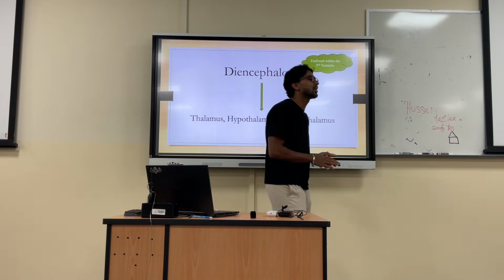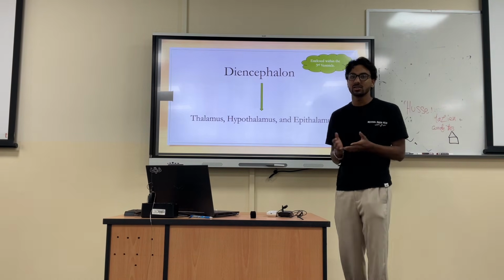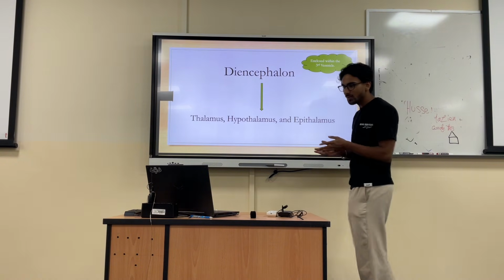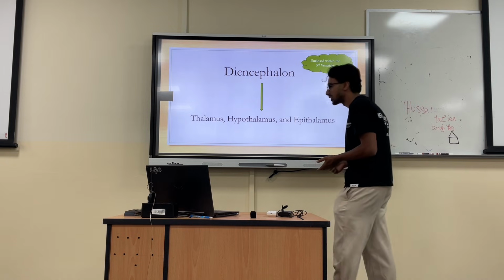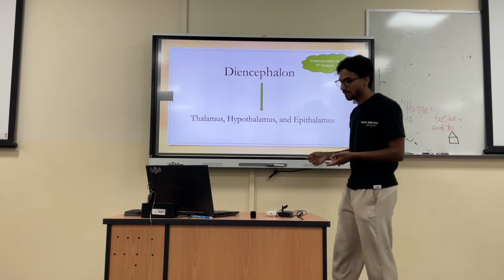That completes our main cerebral hemisphere. The whole cerebral hemisphere is completed by this. And we have the diencephalon, which is formed by the thalamus, hypothalamus, and the epithalamus. The diencephalon is enclosed within the third ventricle.